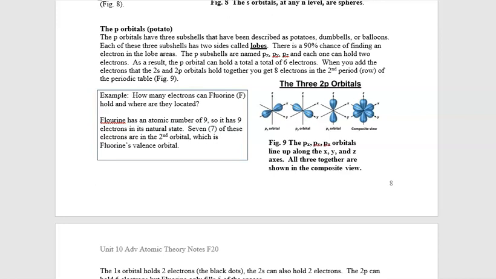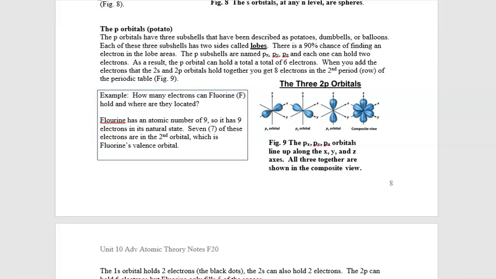And again, you're going to see the periodic table. In fact, I'm going to show you just in a second here where those are. So p orbitals, potato. That's my little mnemonic because if you look at them there, they kind of look like potatoes. Some people would say they look like dumbbells or balloons or bowling pins. But the p orbitals have 3 subshells that have been described as potatoes, dumbbells, or balloons. Each of these 3 subshells has 2 sides called lobes. There's a 90% chance of finding an electron in the lobe areas.